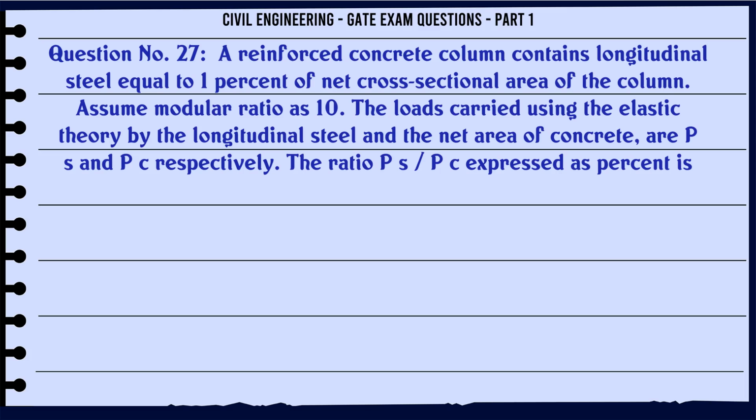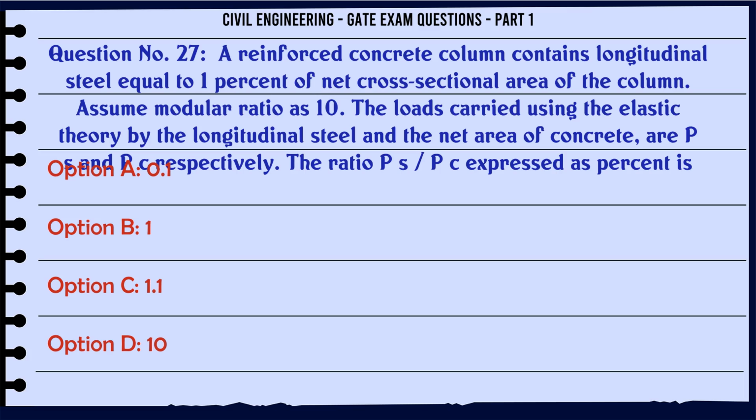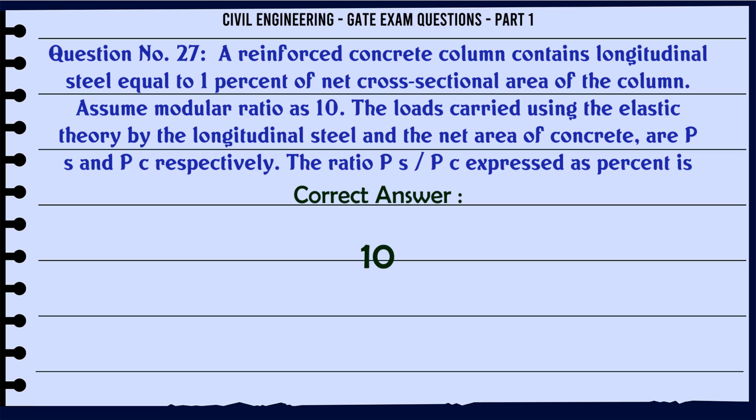A reinforced concrete column contains longitudinal steel equal to 1% of net cross-sectional area of the column. Assume modular ratio as 10. The loads carried using the elastic theory by the longitudinal steel and the net area of concrete are Ps and Pc respectively. The ratio Ps/Pc expressed as percent is: A. 0.1, B. 1, C. 1.1, D. 10. The correct answer is 10.